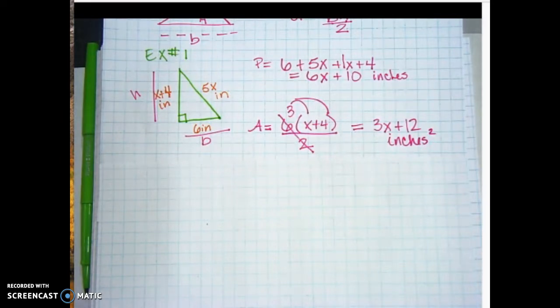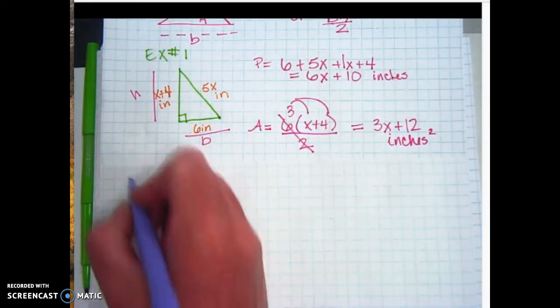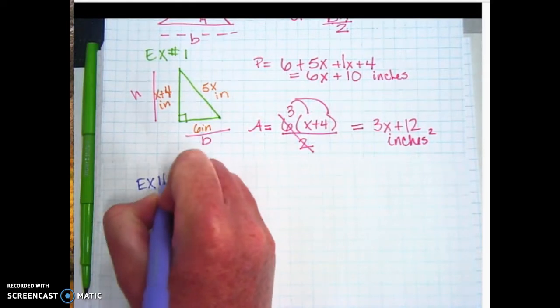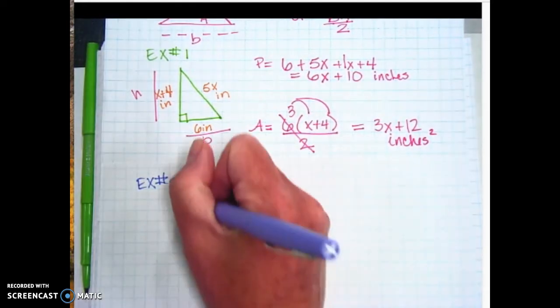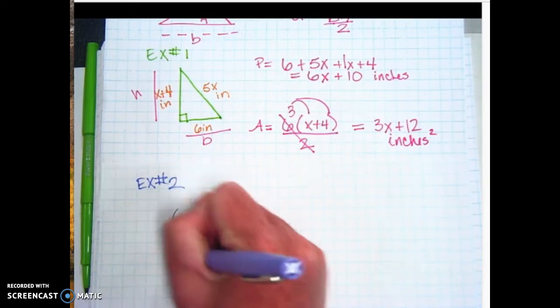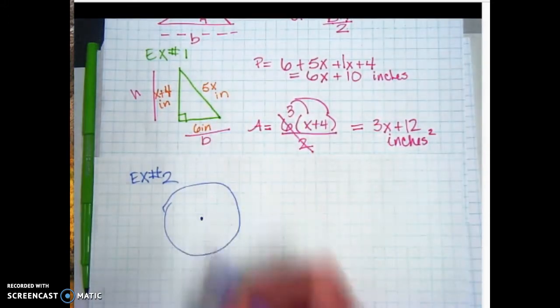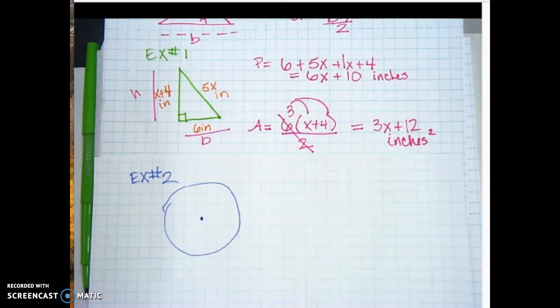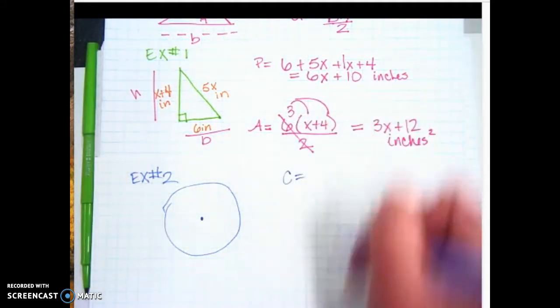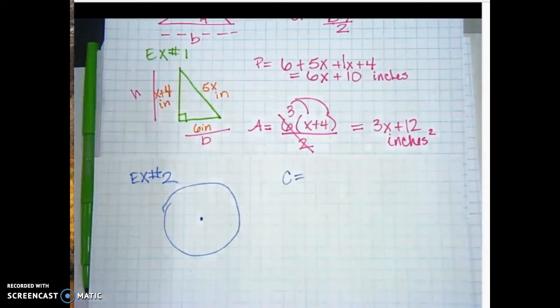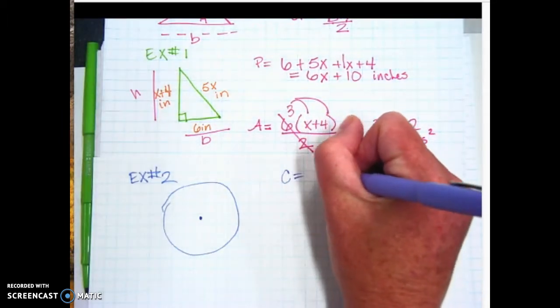All right, let's try a circle. So example number 2. We're going to calculate the perimeter for a circle, but it's not called perimeter, it's called a what? Circumference, okay? So for circumference, you're going to need a special formula. Anybody know the circumference formula for a circle? There is a pi involved.